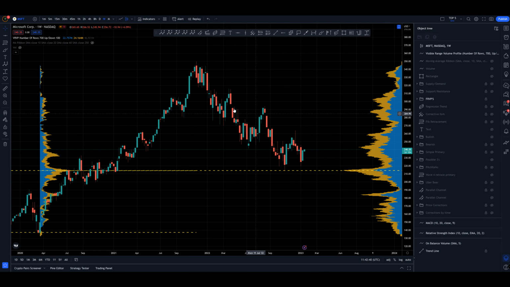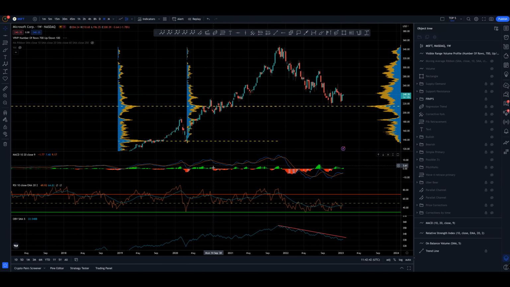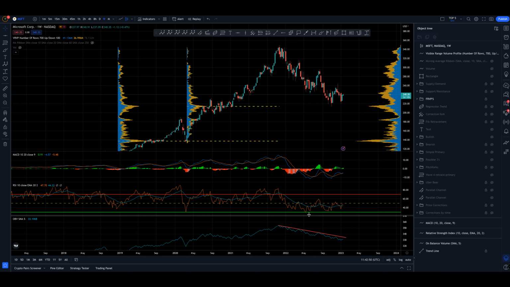But as you can see, we've done that round trip on the weekly time frame. In the weekly RSI, from oversold to overbought back to oversold. Bullish divergence on the weekly time frame on the MACD and the RSI, suggesting that there is some kind of rally coming. Perhaps a counter trend rally, perhaps something more significant.